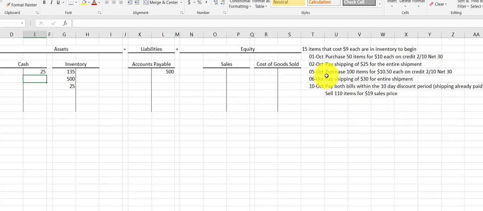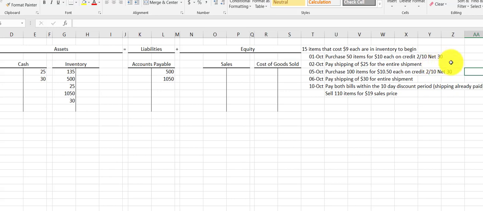Then we made another purchase of 100 items on the 5th of October. So we're going to take 100 times the price. We're going to debit inventory and credit accounts payable again, just like we did with the first purchase. And then we had our shipping that we're going to pay for in cash, just like we did the first time.